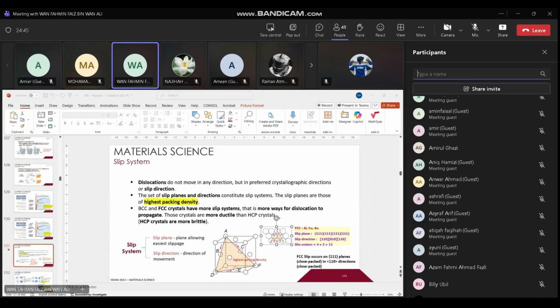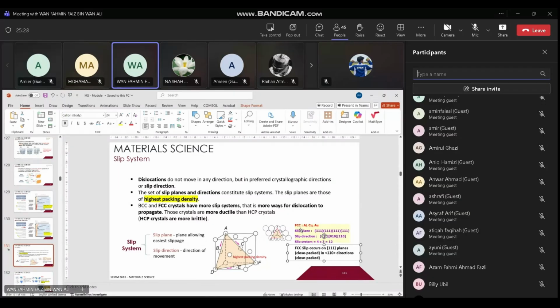So for FCC material, you have four densest planes. Why do you have the 111 family? Because we are looking at various directions and symmetry. The slip directions are the same as well: you have this direction, this direction, this direction. The slip system is calculated by the number of slip planes times the slip directions. We have a total of 12 slip systems. So for FCC material, the material can be deformed in 12 slip directions.